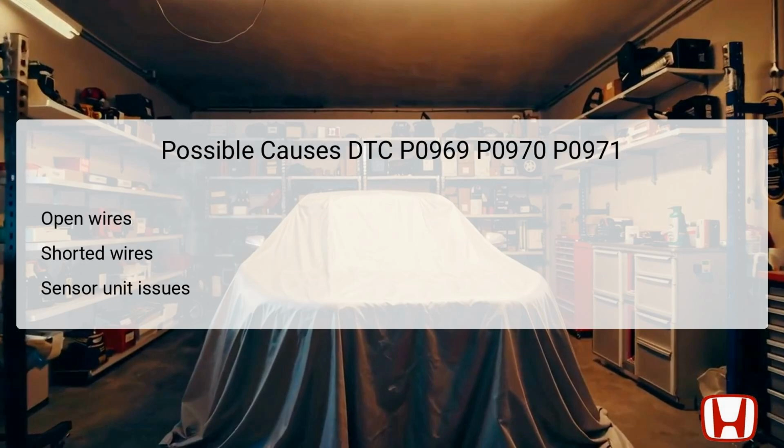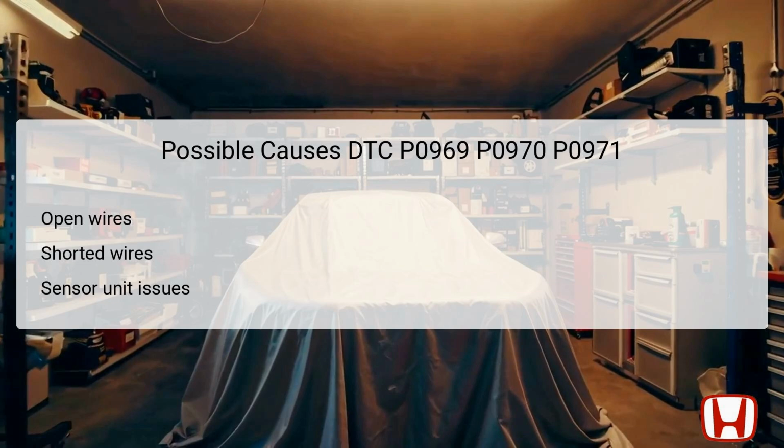A primary cause of the DTC codes P0969 and P0970 is the presence of open wires, which disrupt the electrical signals needed for the solenoid to function. This may occur due to wear, corrosion, or damage to the wiring. Another cause could be shorted wires, where the circuits inadvertently connect with the vehicle's body ground, leading to performance issues and false readings. Additionally, problems related to the sensor unit, which relays critical information back to the Transmission Control Module, TCM, can also trigger these DTCs.